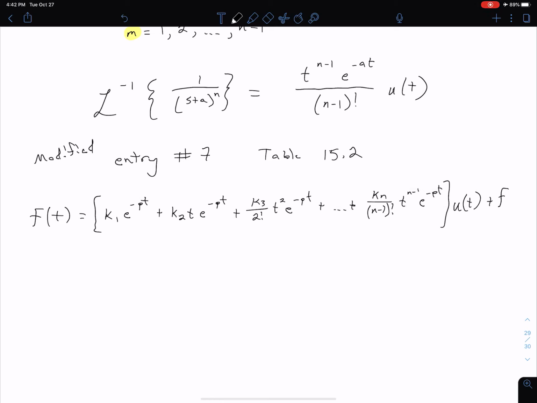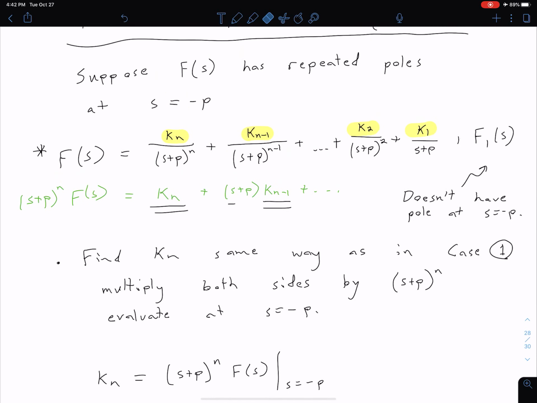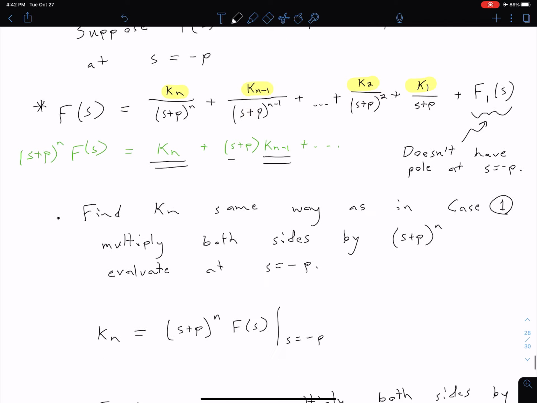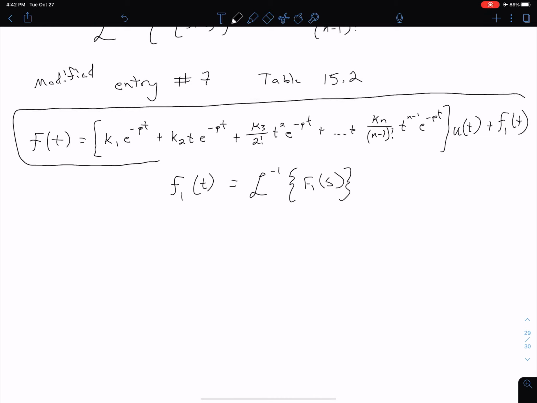And then we also are going to add in our f1 of t, where f1 of t is just our inverse Laplace transform of our F1 of s. So f1 of t is equal to the inverse Laplace transform of F1 of s. Coming back up here, remember our F1 of s was just the component that did not have any repeated poles at that negative p. So this would be our general form that we could use for our f of t. Once we find our values of k, we can just plug them into this expression.